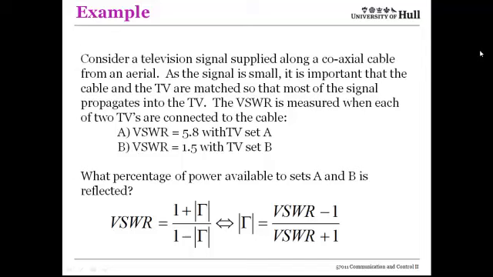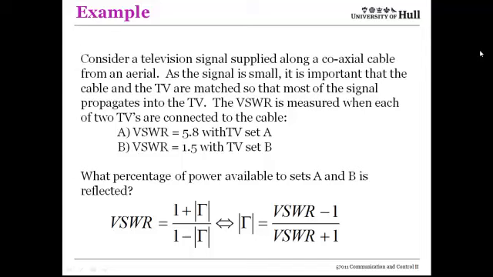So as an example for all this, consider a transmission line, a coaxial cable in this case, taking a television signal, one of two television sets. Television set A yields a voltage standing wave ratio of 5.8, while television B yields a voltage standing wave ratio of 1.5. Which is the better television set to use? So which combination yields the most signal going into the television set?